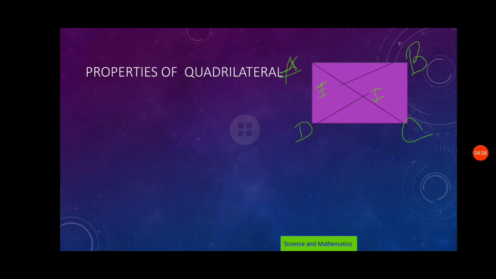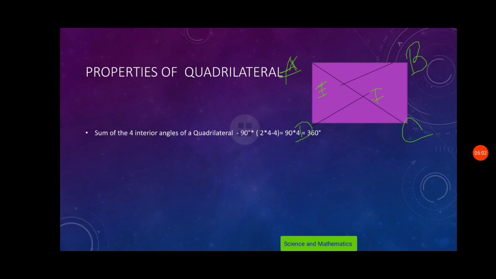There are some basic properties of quadrilaterals. The sum of the four interior angles of a quadrilateral, we all know the formula, is (n minus 2) times 180 degrees. We can also write it as (2n minus 4) times 90 degrees. I have explained this formula, right? In the earlier video I have already explained this formula, right?